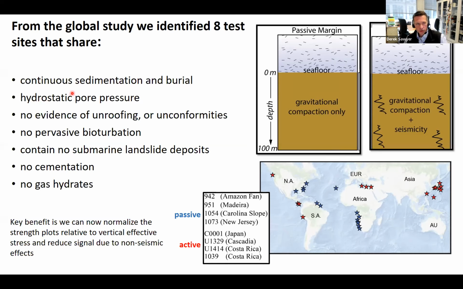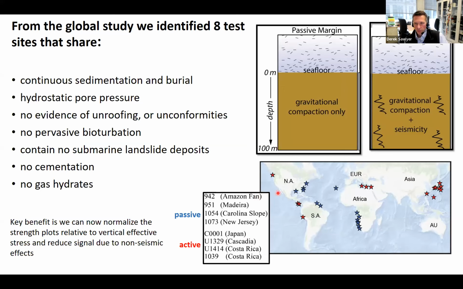We also need to know that there's hydrostatic pore pressure, to make sure that things are not overpressured. And we want to make sure, based on seismic data or site survey data, that there's no evidence of major unconformities or unroofing, no prior landslide deposits, and, as best we can tell, no cementation or gas hydrates at play. When we did that, we were left with these 8 total sites that emerged from the more global data set that are a more apples to apples type comparison. What we want is the same types of materials, same burial depths, same stresses, and really the only difference is that it's located on a passive margin or an active margin. That's the goal we were looking for here.